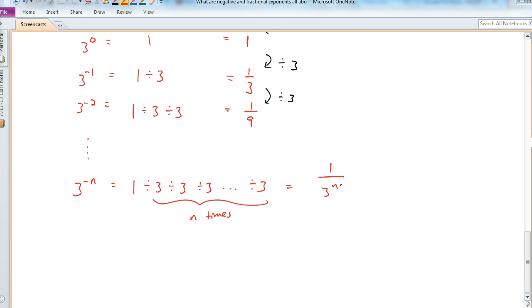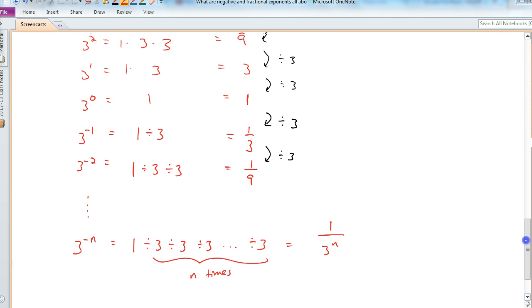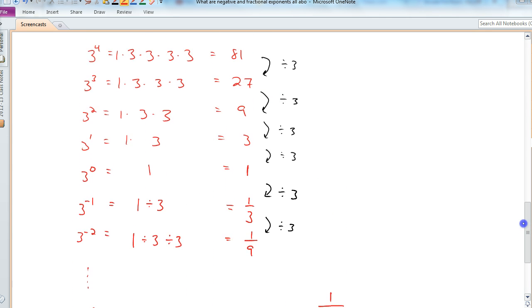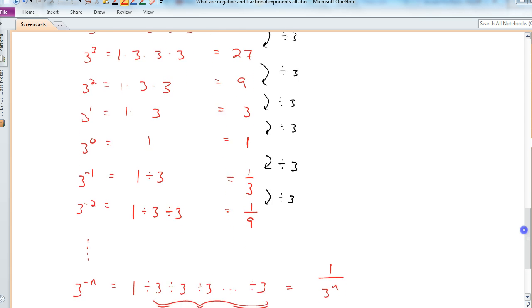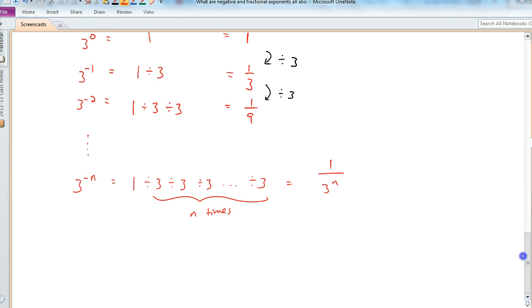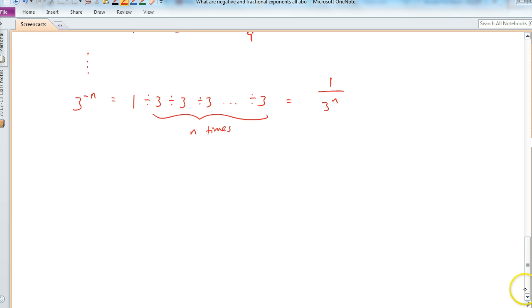And you can see now that this is something that you might have memorized. But now I hope that you have replaced that memorization with this understanding of what a negative exponent really indicates, and that is repeated inverse multiplication. So that's the point of that.